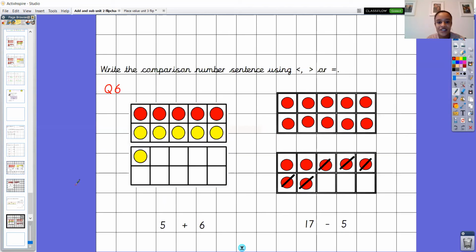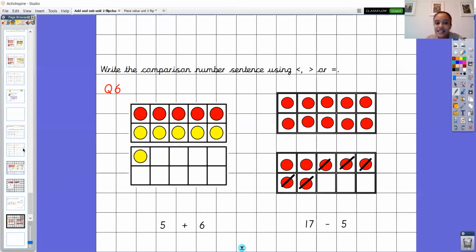Well done, Year 1. Question 6, last question is one of these ones we just did yesterday, writing the comparison number sentence using less than, more than, or equal to. And if you look at it closely, you can see one of them is an addition and one of them is subtraction. Okay, so you should be able to do this one because I did it yesterday. So please pause the video now to do this one. Brilliant, well done, Year 1.